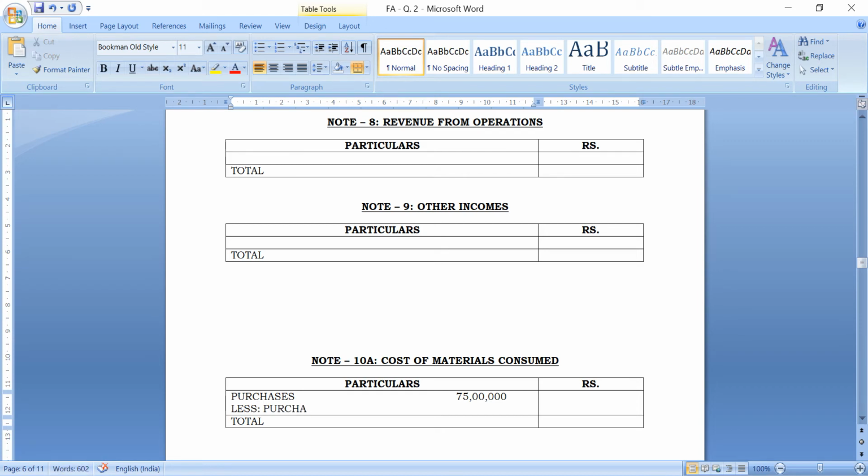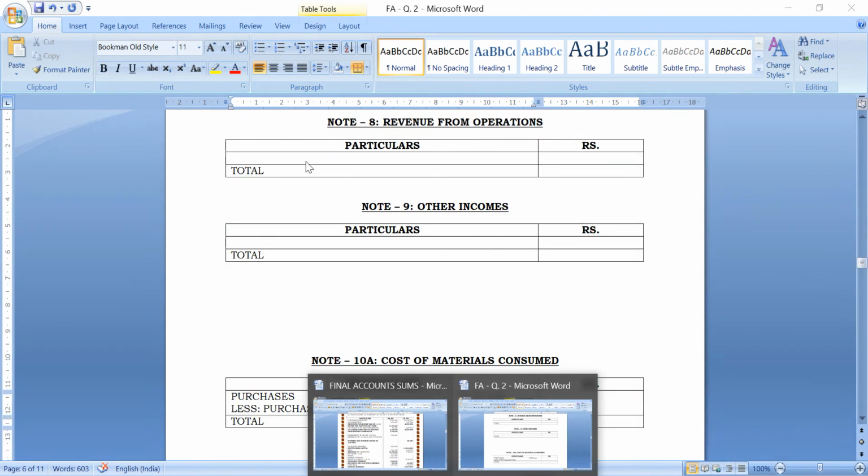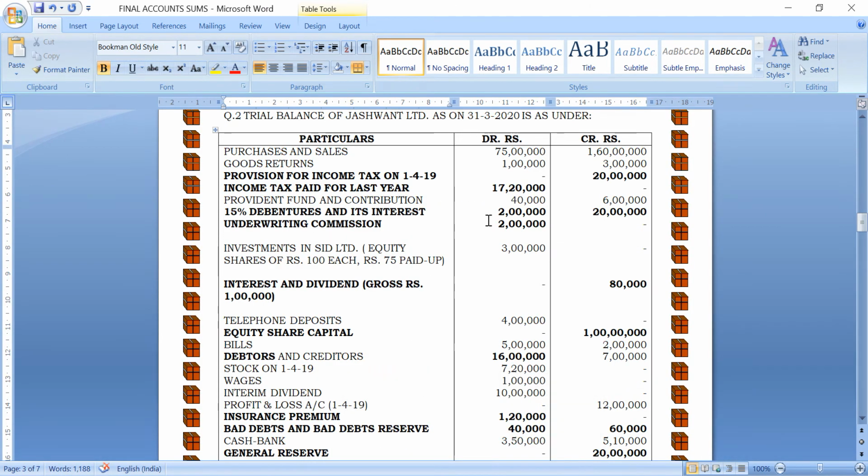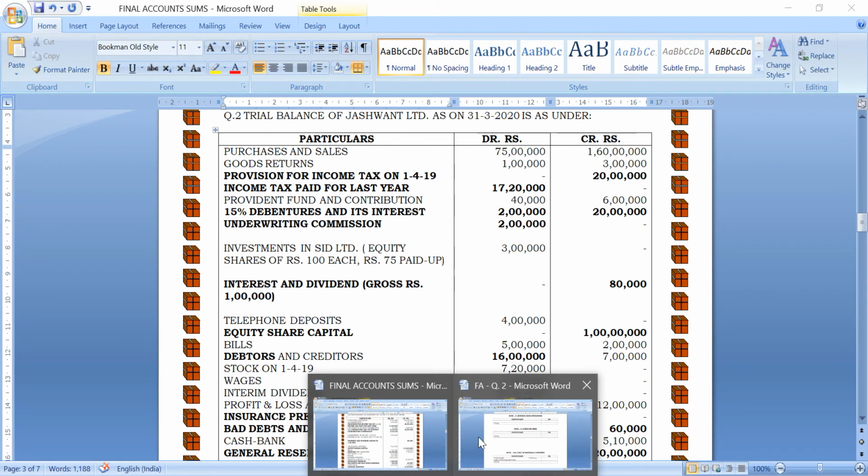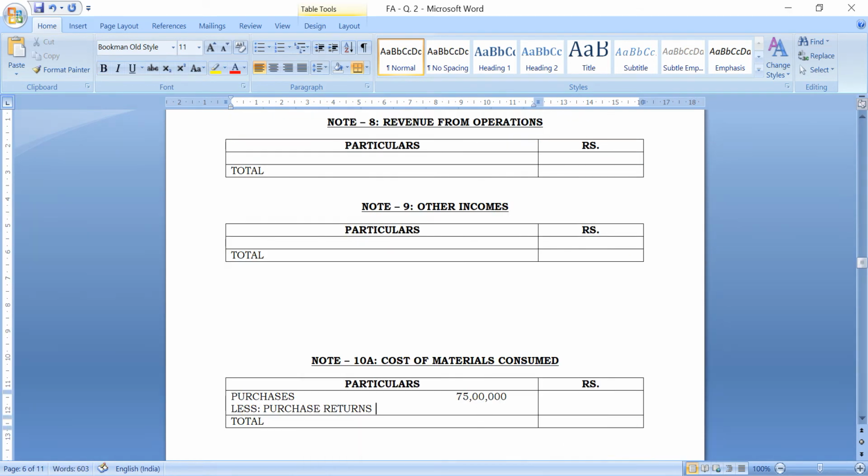Purchase returns minus. What was the amount of purchase returns below? You see, purchase returns 3 lakhs. Credit amount represents purchase returns. So that is 3 lakhs. So let us deduct 3 lakhs out of this, and thereby you will put outer column 72 lakhs. So it is done.